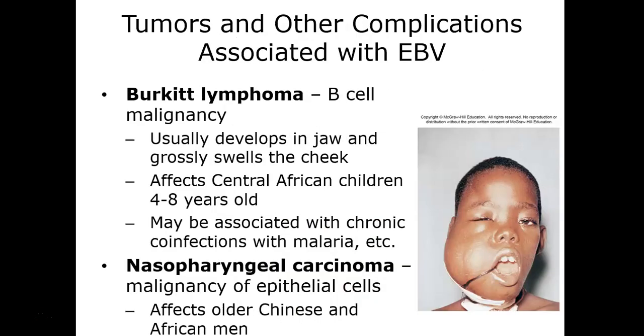There are some other more severe complications that are associated with Epstein-Barr virus. Some of those include Burkitt's lymphoma, which is a malignant or cancerous B-cell deformation, in which there is a swelling in the jaw and cheek region, seen very commonly in young children in Central Africa, and it is co-infected with things like malaria. You can also see a nasopharyngeal carcinoma, where there's this malignancy in the epithelial cells that's seen in Chinese and African men who are later in age.